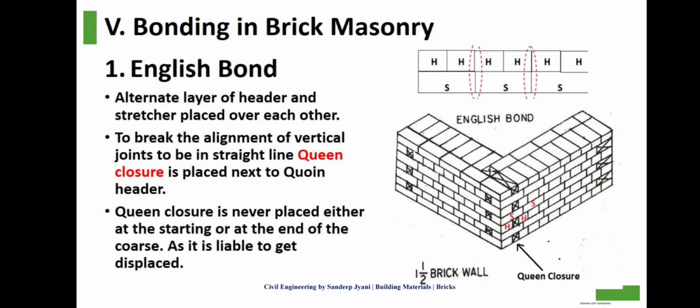Bonding in brick masonry. English bond. Alternate layers of header and stretcher are placed over each other to break the alignment of vertical joints from being in a straight line. Queen closer is placed next to the queen header. Queen closer is never placed either at the starting or at the end of the course, as it is liable to get displaced.